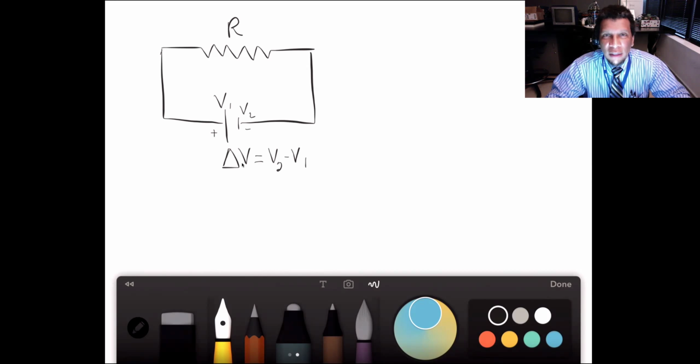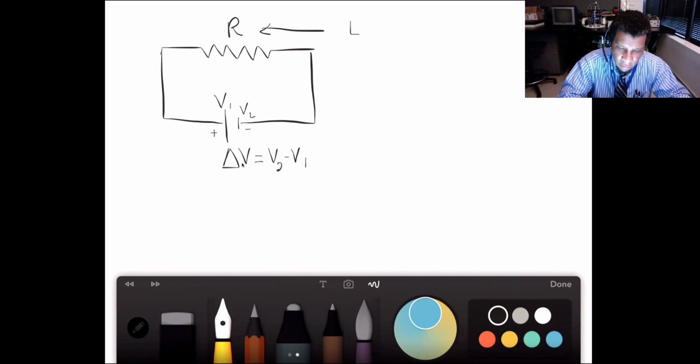Same way with gravity. I mean, we can keep going on and on. All right, so we're going to use the conservation of energy dealing with this. And before I even talk about that, I want to talk about what this resistor represents. It represents some kind of resistive load.